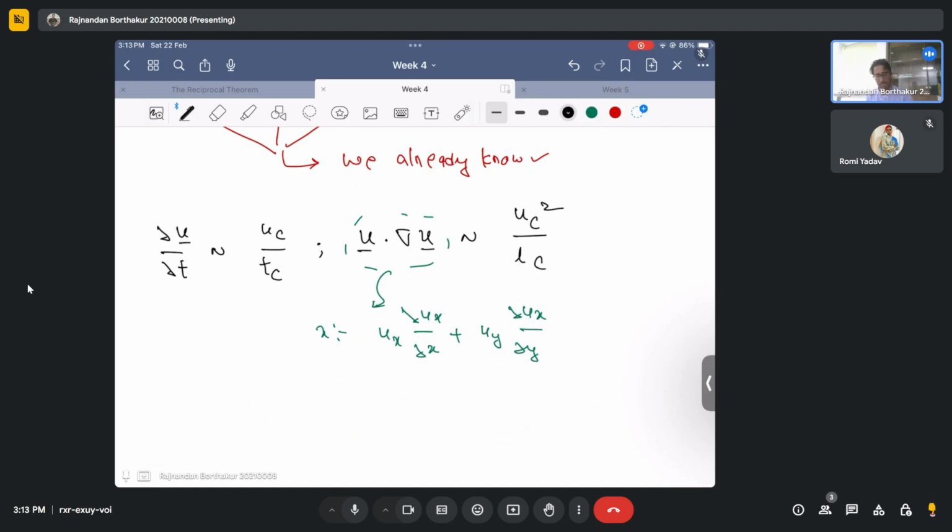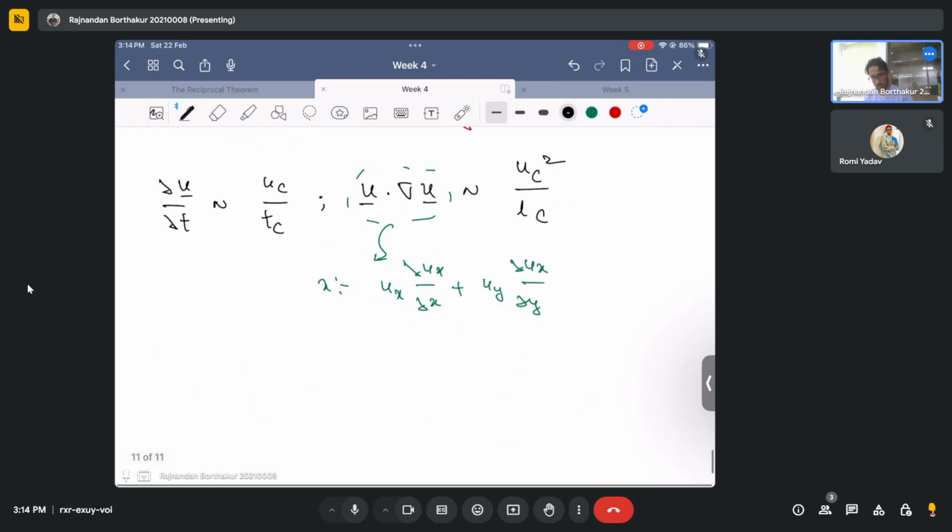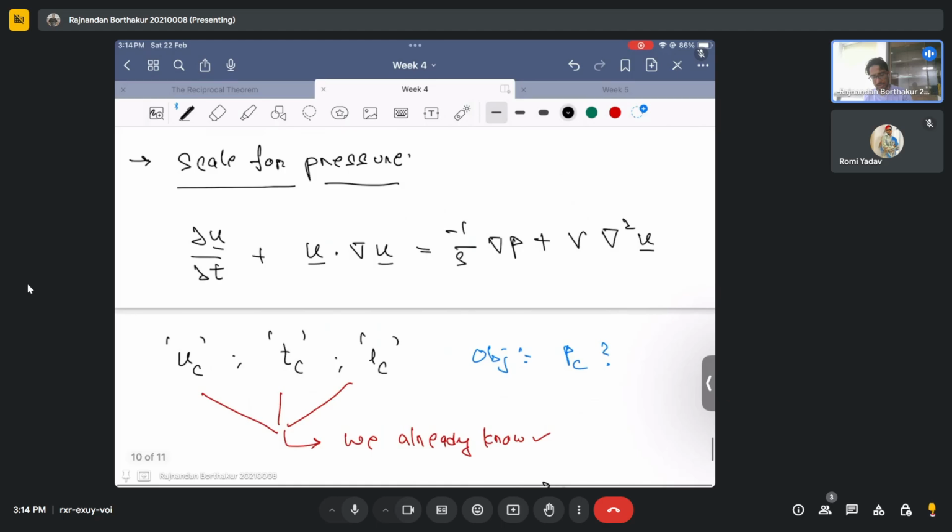I hope this is clear, because this term would scale as Uc by Lc, and there is a ux already multiplied, which will of course scale as Uc. So this term would scale as Uc times Uc by Lc, and that's why it scales as Uc squared by Lc. Again, this is the rough order of magnitude of how the term u dot grad u would scale. Then let's go into the other terms and see how they would scale.